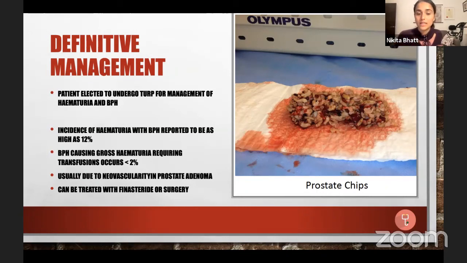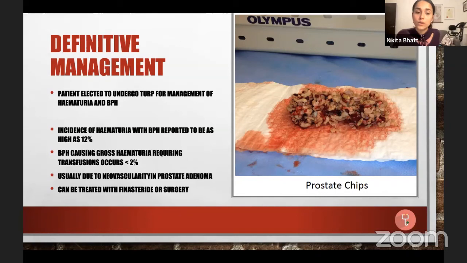If the bleeding isn't this bad, or even otherwise, you can start them on finasteride, which is a 5-alpha reductase inhibitor. It is known to shrink the prostate over time, but can also help with reducing this neovascularization and reducing the risk of hematuria. Or you can offer them bladder outflow obstruction surgery. Could be a TURP, could be a HoLEP, etc., depending on what your center has and how big the prostate is.